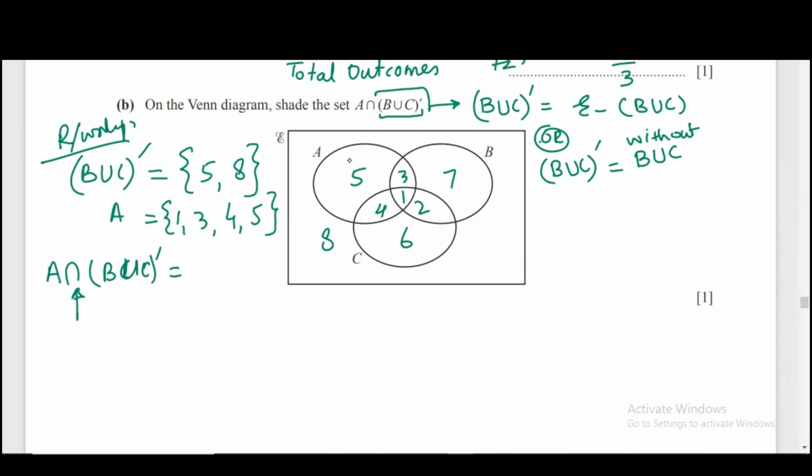Intersection means the common elements of these two sets. So the common element is 5. But we have to shade, so you have to shade region 5. Before this, we have to remove all the numbers from the diagram. And this region 5 we have to shade.